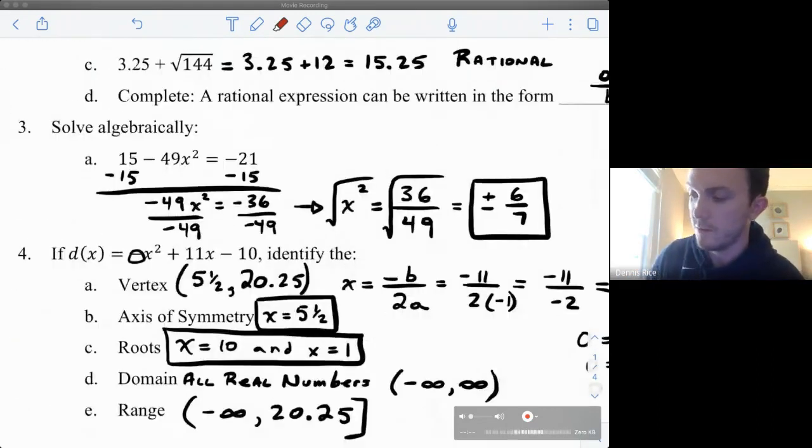36 over 49. What can you do with fractions when you take the square root? You can separate it. Radical 36 over radical 49 is a lot easier to do. That's just simply going to be 6 over 7. And don't forget, plus and minus.